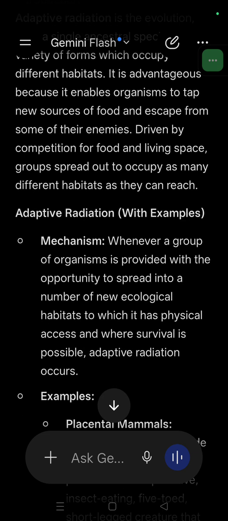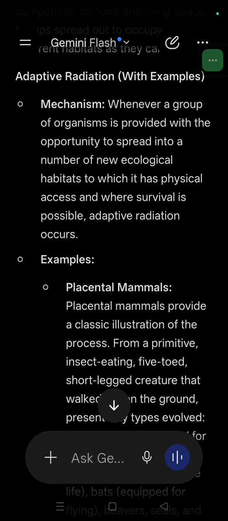Mechanism: whenever a group of organisms is provided with the opportunity to spread into a number of new ecological habitats to which it has physical access and where survival is possible, adaptive radiation occurs.